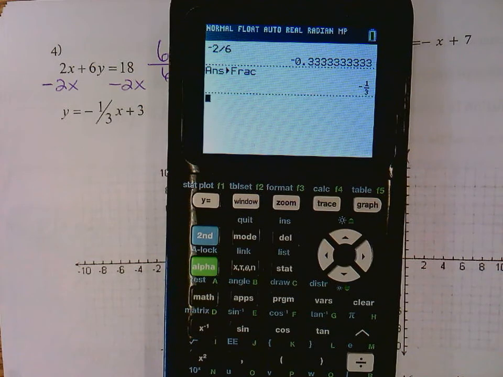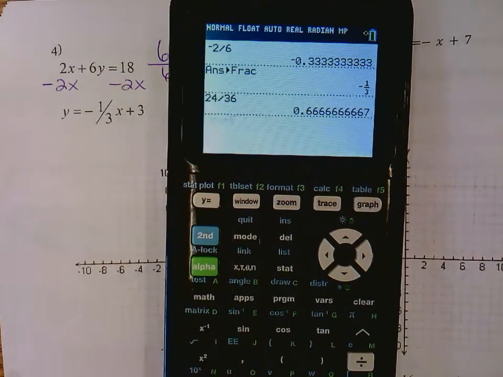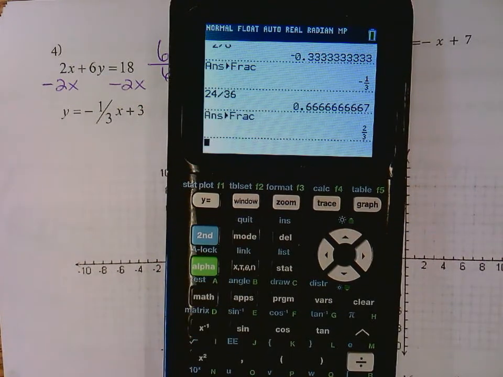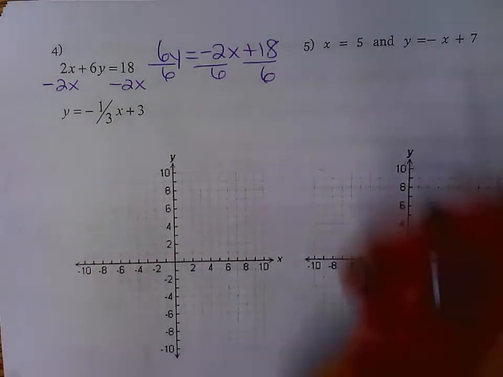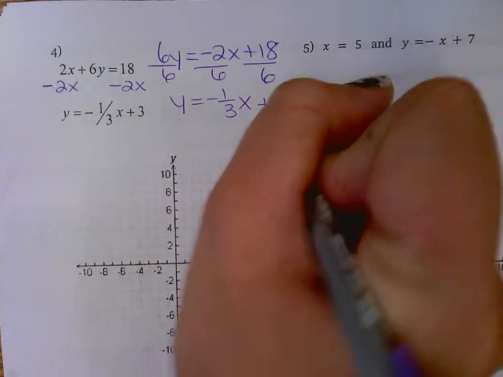So let's take another example. What if I want to reduce the fraction 24/36? And I get 0.667. If I hit math fraction, it'll tell me that's the fraction 2/3. Because when you're doing slope, you really want it to be a fraction. So now I have y equals -1/3 x plus 3.